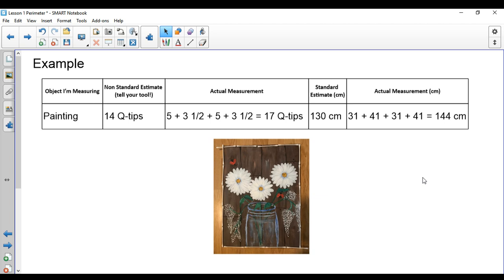So your job is to find 8 objects around your house, find a non-standard unit you can use, and get your ruler for your standard units, and measure some perimeter around the outside of objects. You can copy this chart into your notebook, or I've put a sheet up that you can print if you want on our Brightspace. Okay, good luck with it.